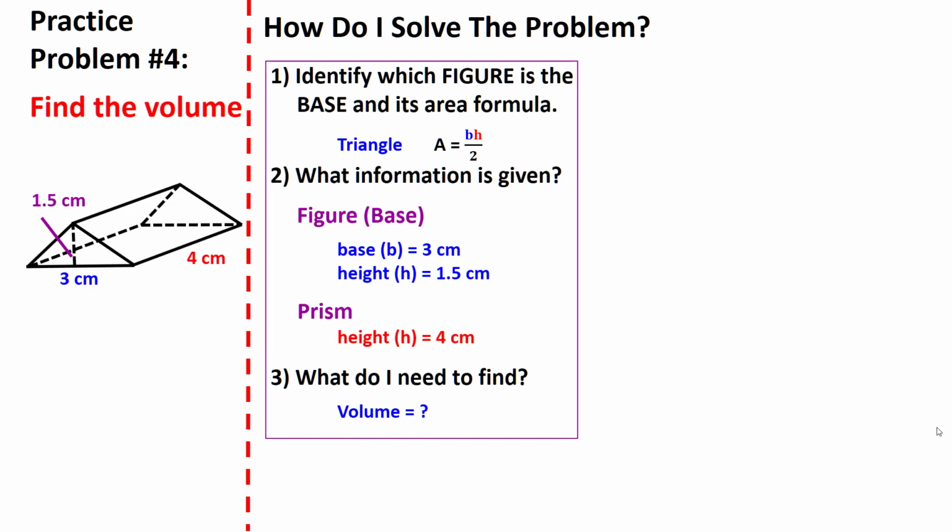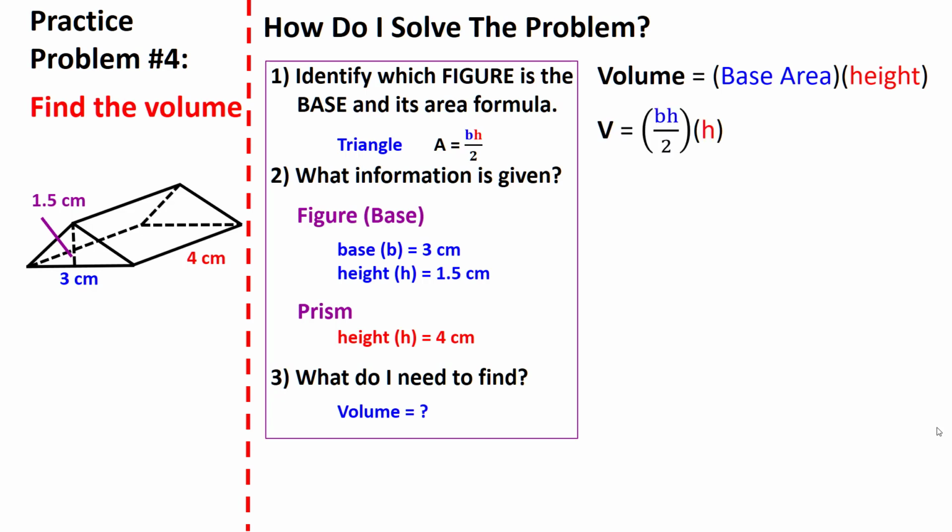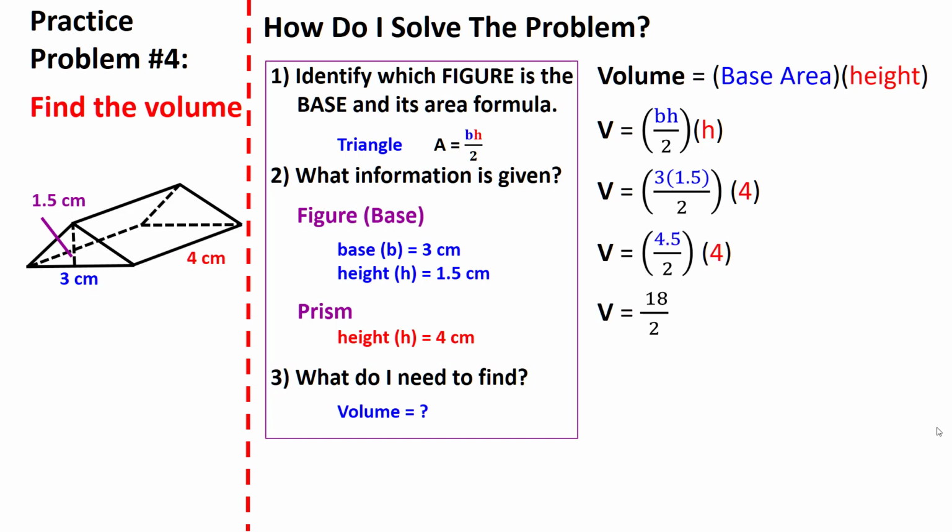I always start with the volume formula, base area times height. The base area for a triangle is 1/2 base times height, then times the height of the prism. Next, I use substitution. 3 times 1.5 is 4.5. 4 times 4.5 is 18. 18 divided by 2 is 9. The final answer is 9 cubic centimeter.